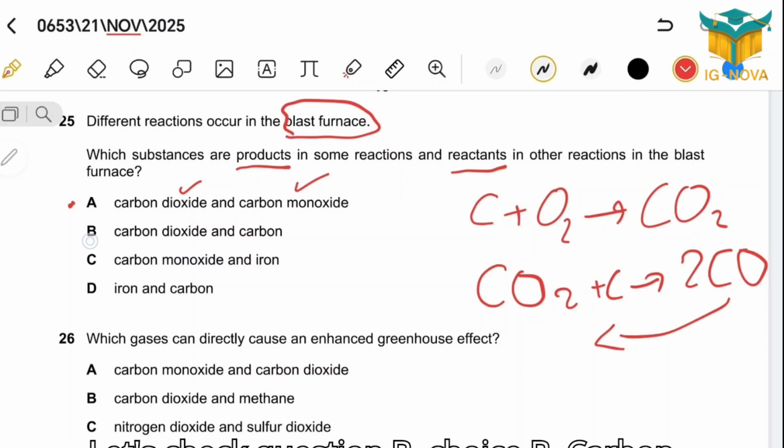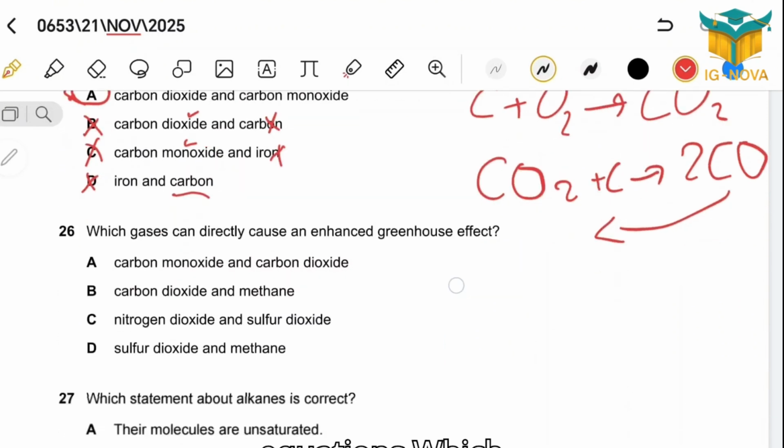Let's check choice B. Carbon dioxide, okay, this one is fine. And carbon. Carbon is only found in reactant, not in product. So we're going to exclude B. And also you can see carbon here in D, so we'll exclude D also. Carbon monoxide, okay, this one is fine, but iron, that's what we need from the extraction. So you're going to find it only in product. So the only option we have is A, according to these equations.